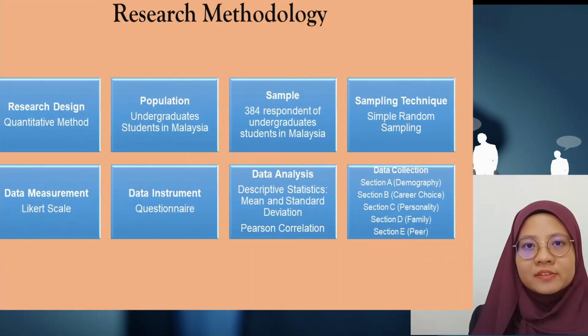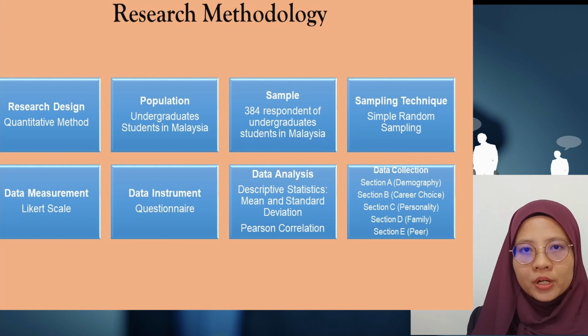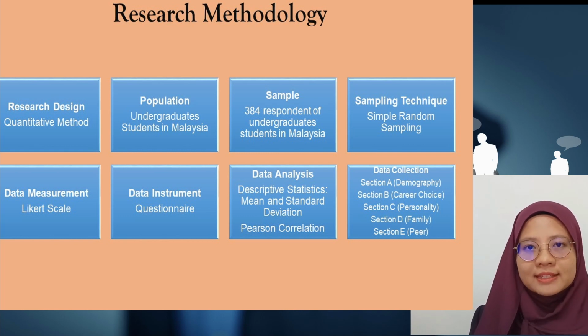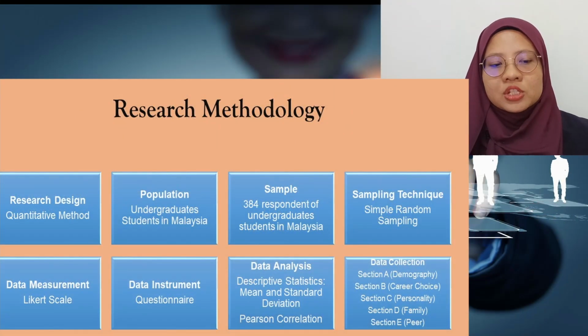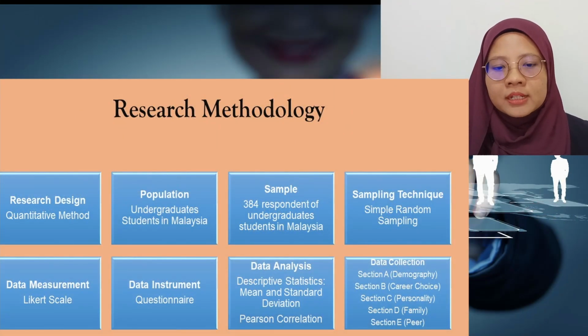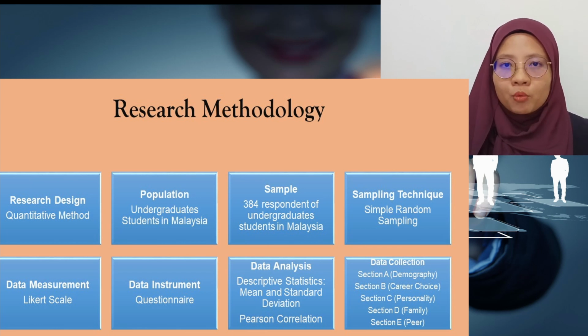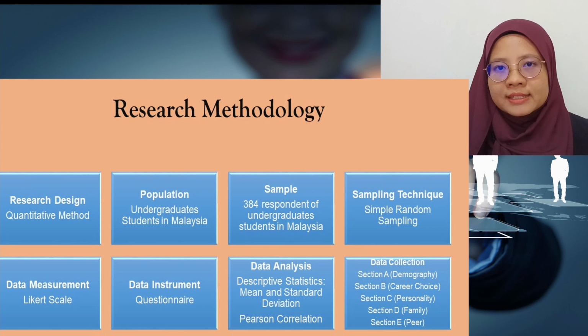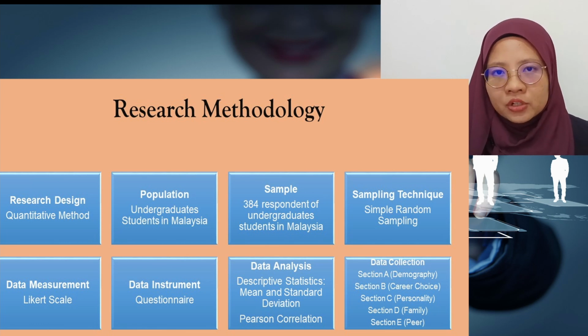Now, let's continue to the research methodology. Our chosen research design is the quantitative method, whereby this method allows us to reach a higher sample size of respondents. Next, the population of this study is undergraduate students in Malaysia. For the sample size, we chose 409 respondents and we use simple random sampling as our sampling technique. Next, the data measurement. We chose the Likert scale as our scale measurement, labeled from 1 to 5, where 1 is strongly disagree and 5 is strongly agree.